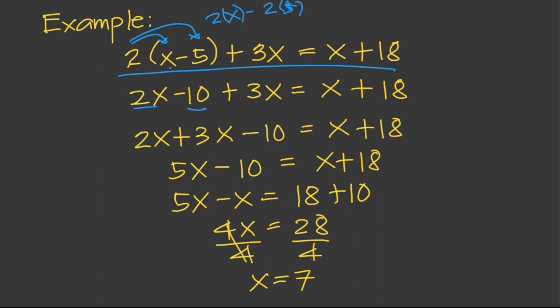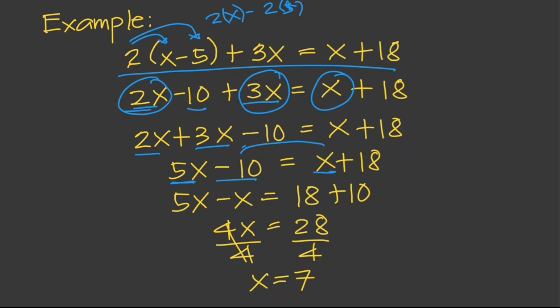And then we group like terms. So 2x, 3x, and x here are alike. Then we can group them together. So we can simplify 2x and 3x first. 2x plus 3x is just 5x. Then copy negative 10 equals x plus 18, and then we group 5x and x.